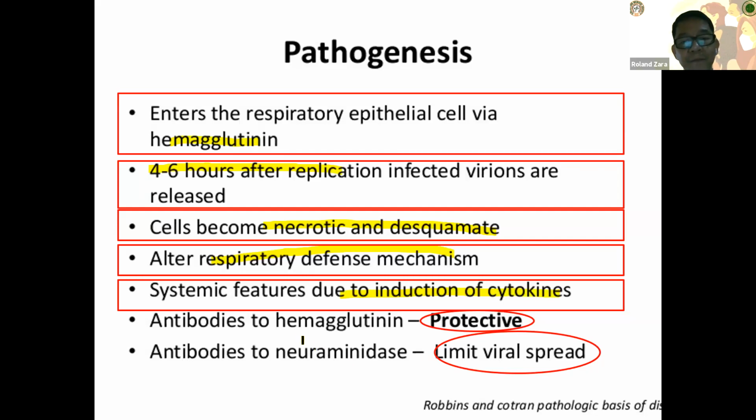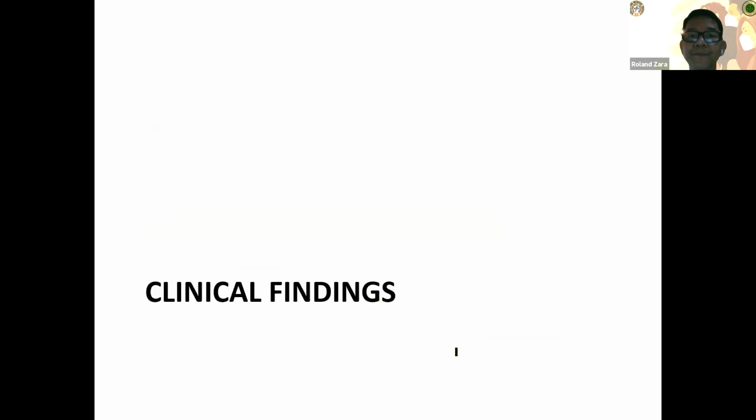Antibodies are formed to hemagglutinin, and they are usually protective. Antibodies to neuraminidase can usually limit the viral spread. So with the antibodies, neuraminidase cannot cut, so the virus is not released to infect another cell. So it will limit the viral spread.